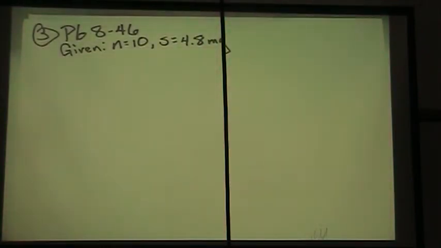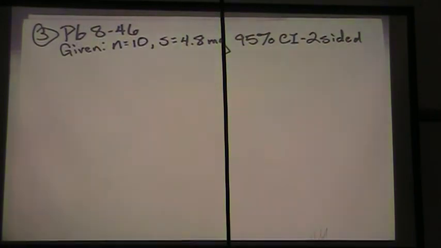Calculate a 95% two-sided confidence interval for the population standard deviation. All right, so 95% confidence interval, two-sided. There, take that.